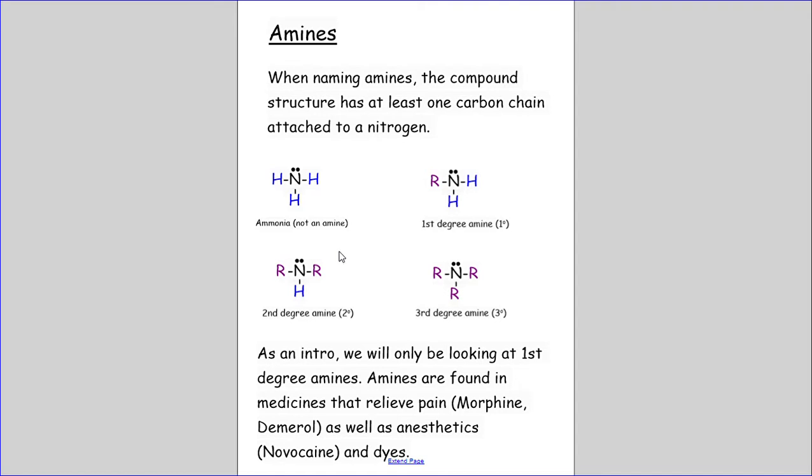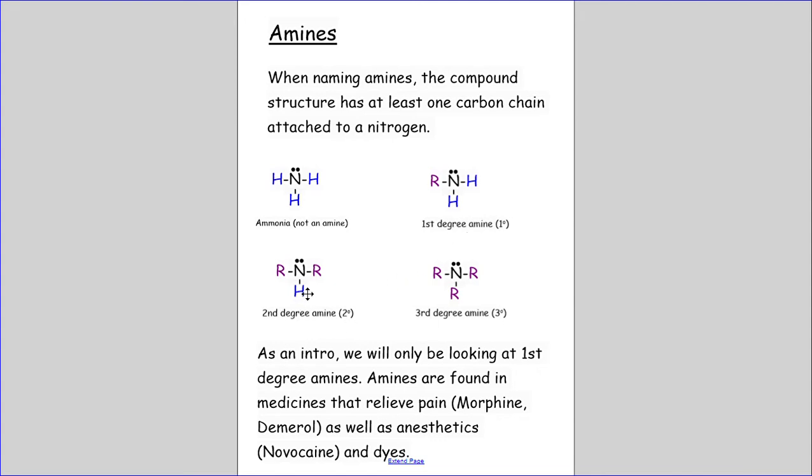So nitrogen in this case would make, say, 3 bonds with the hydrogen here, which would be ammonia, and that's not an amine. That's just a regular compound. Then I've got nitrogen here, and this nitrogen has a carbon chain coming off it. We call that a first degree amine. It's got 2 hydrogens that are here. So you see that one with the circle in it, first degree.